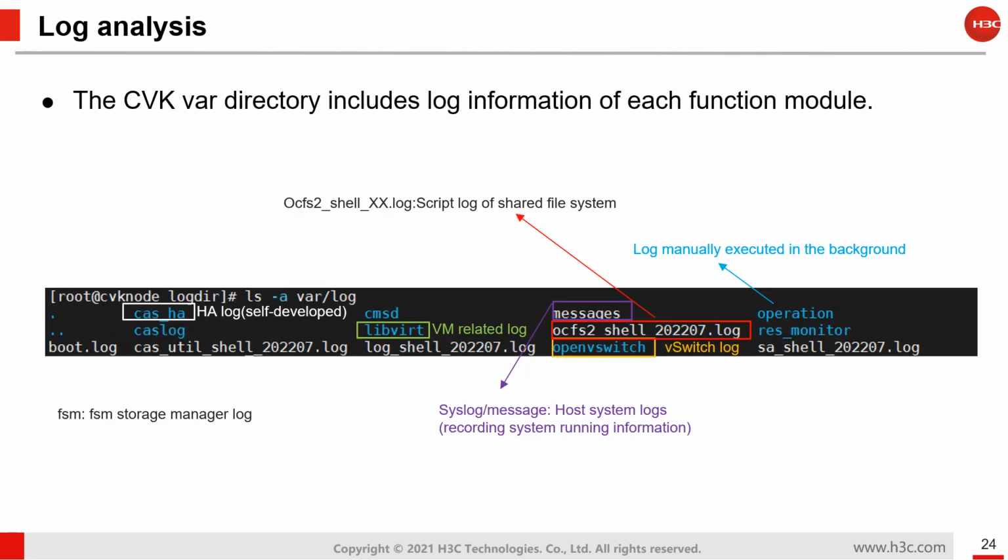The CVK var log directory includes log information of each function module, including CASHA, CMSD, message, which means syslog message, host system logs, operation logs manually executed in the background, CAS log, libvirt, which means VM related logs, OCFS2 shell, which means OCFS2 shell script logs of the shared file system, and RES monitor, boot log, cat shell, log shell, Open vSwitch, vSwitch log, SA shell, and so on.